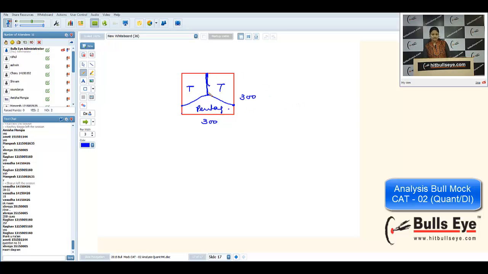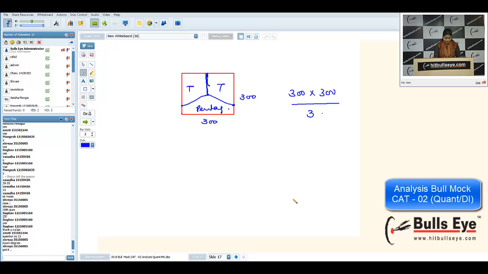Since all the parts are the same area wise, what will be the area? 300 into 300. So the area of every diagram will be 300 into 300 divided by 3. Is it okay, Shreya? Okay.